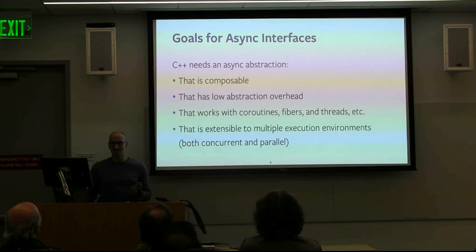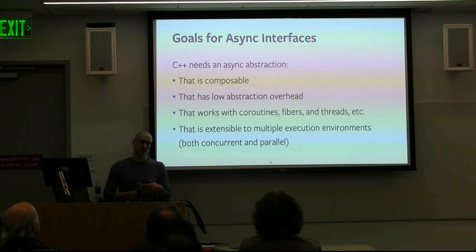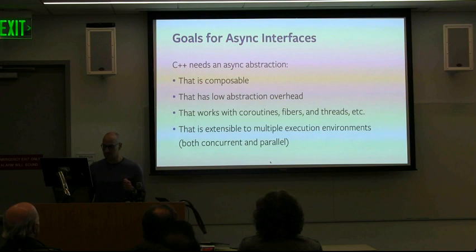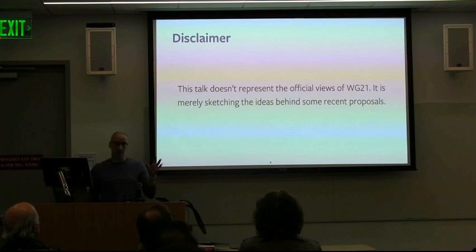And it should work really well with coroutines, because coroutines are going to be a language feature that's new in C++20. I'm curious, has anybody here played with coroutines yet? Microsoft compiler has had them for a long time. Clang has them. Nobody. Okay. Well then, good stuff for you coming. Fibers and threads also. Fibers are non-standard, but there's talk about standardizing fibers also. And ideally, this should work with concurrency and parallelism. And I'll talk a little bit about what the difference between those things is.